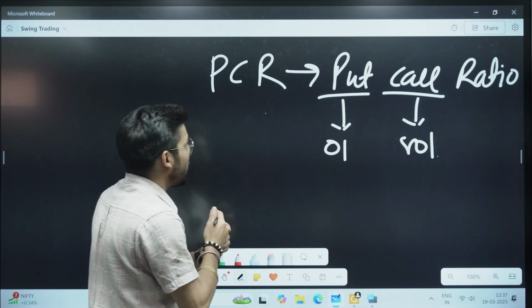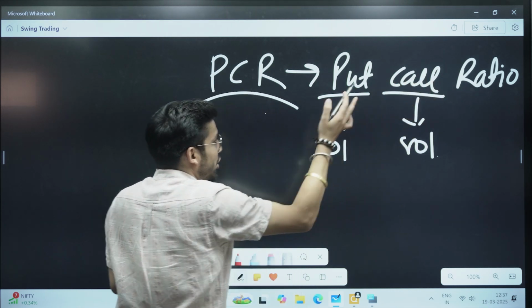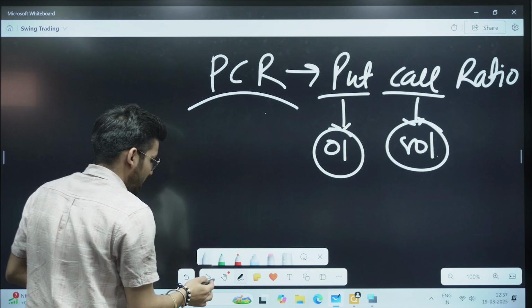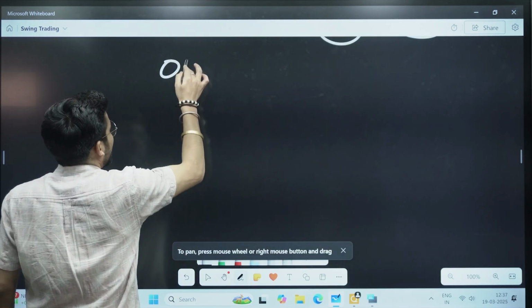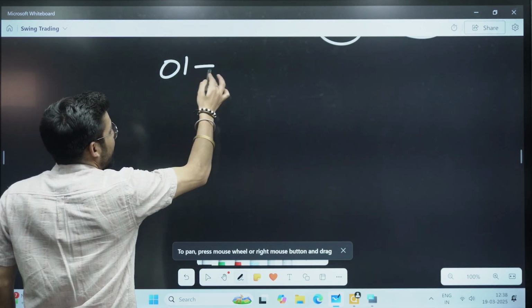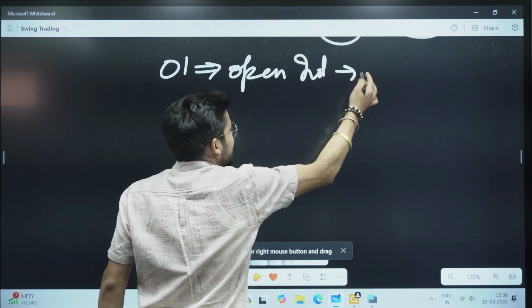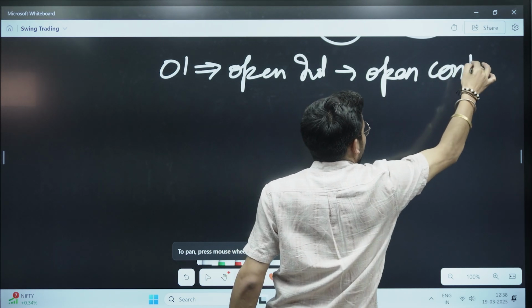First of all, as you know, the PCR is known as put call ratio. Now the put call ratio comes in two forms, that is the OI PCR and volume PCR. So first of all, let's talk about OI. You know that OI means open interest, and open interest are the open positions, or you can say the open contracts in market.